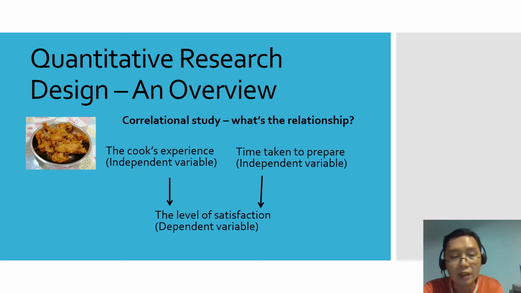I could carry out a correlational study, meaning I examine the relationship between these variables. And in this case here, we have independent variables and dependent variables. The cook's experience could have a correlation with the level of satisfaction, or maybe the time taken to prepare could have a correlation with the level of satisfaction. So I need to test that relationship. This kind of study is what we call the direct relationship study, meaning to say A and B.